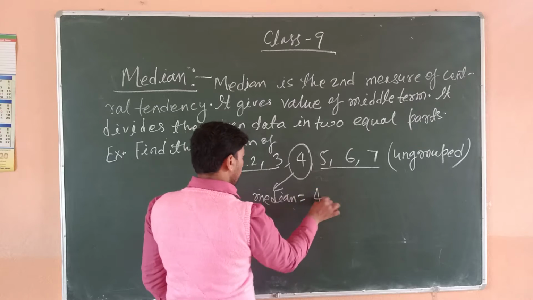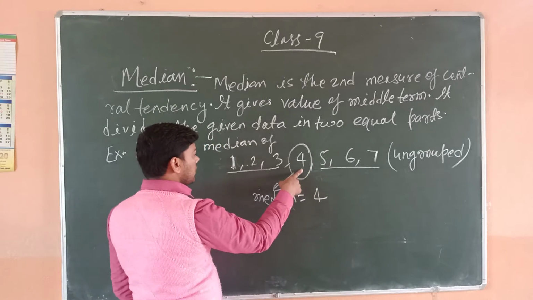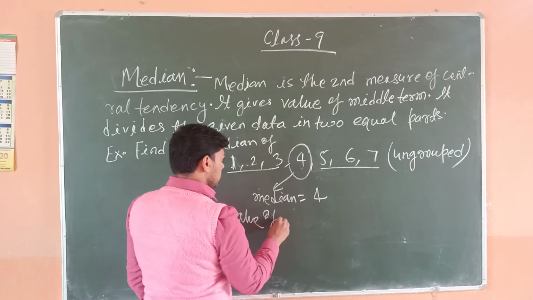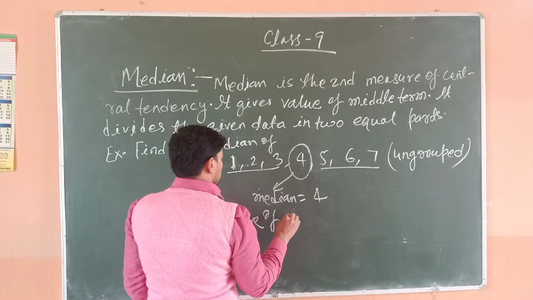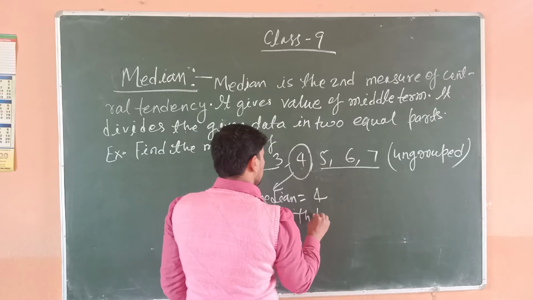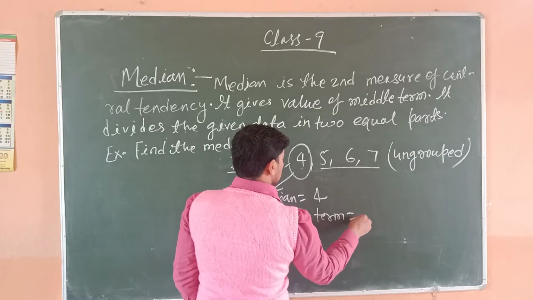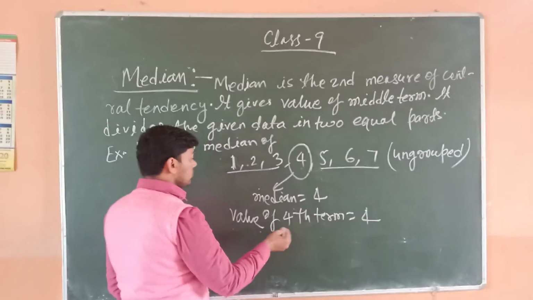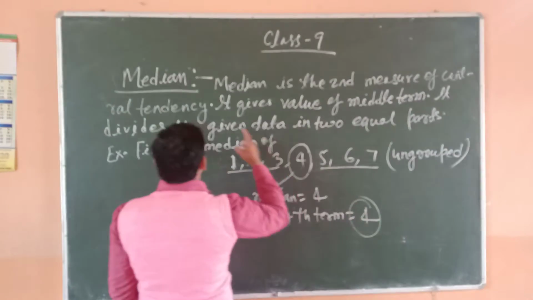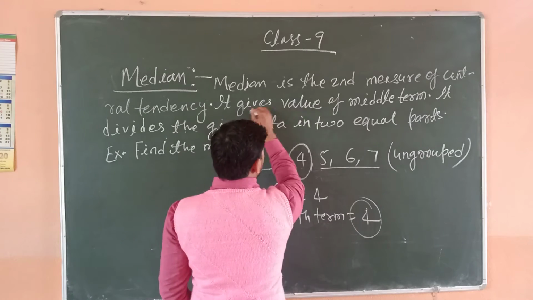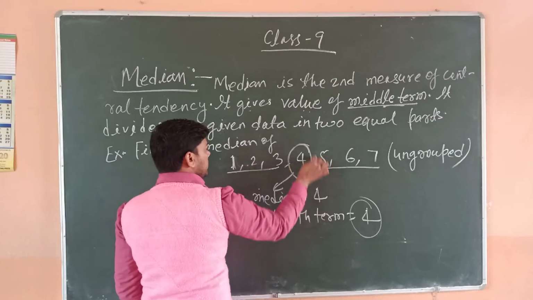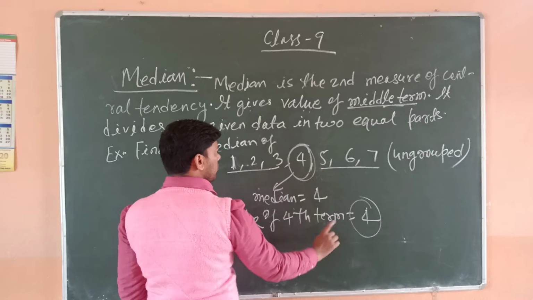Median is 4 and it is the fourth term. So the value of the fourth term is 4. So it is the median. Median gives the value of the middle term. This is the middle term and its value is 4.